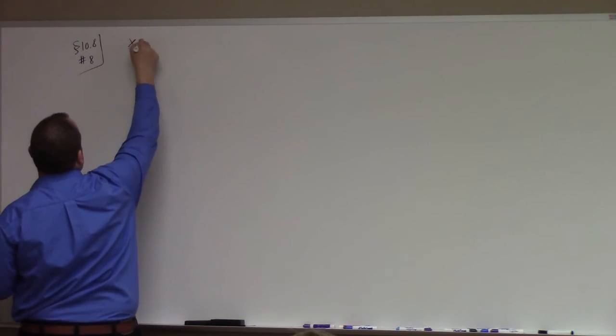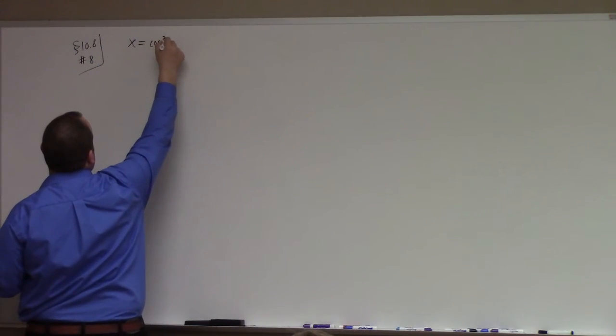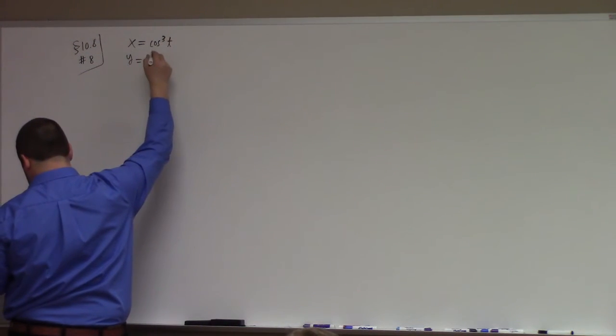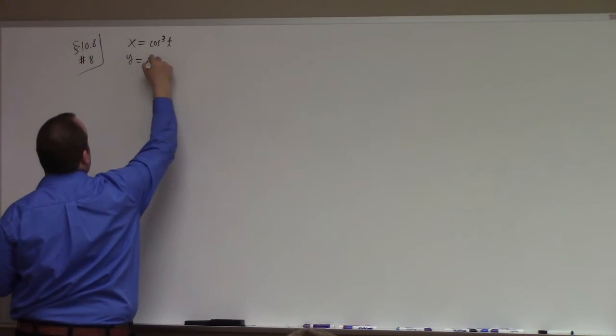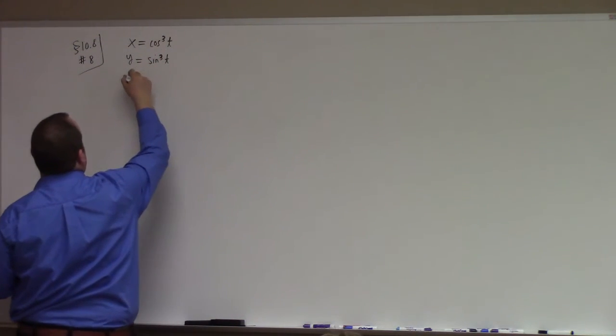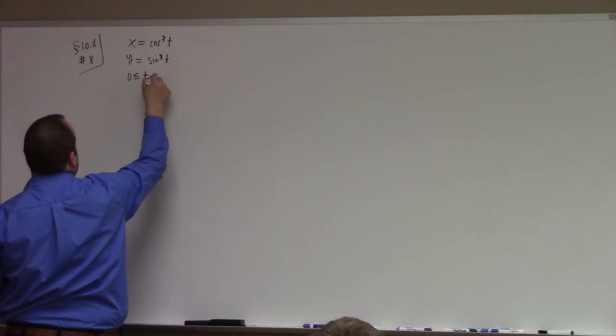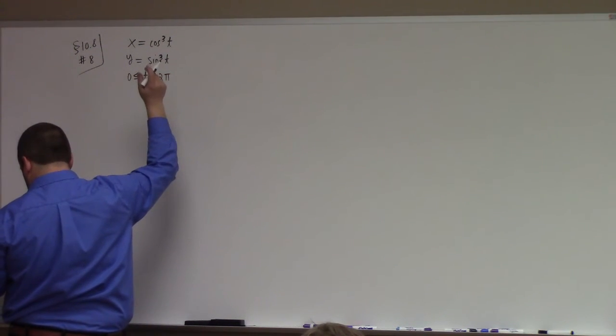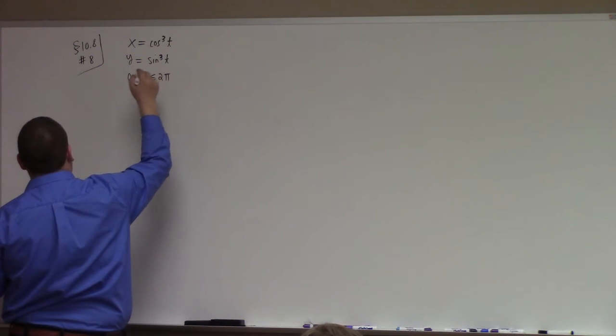We've got x equals cosine cubed t, y equals sine cubed t, and we have 0 less than or equal to t less than or equal to 2 pi. We're given a number of tasks. We're supposed to find the length of the curve, locate the centroid.